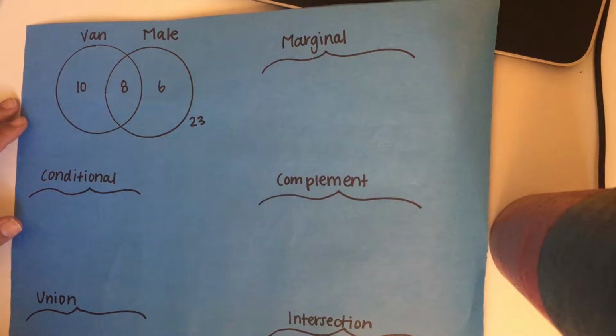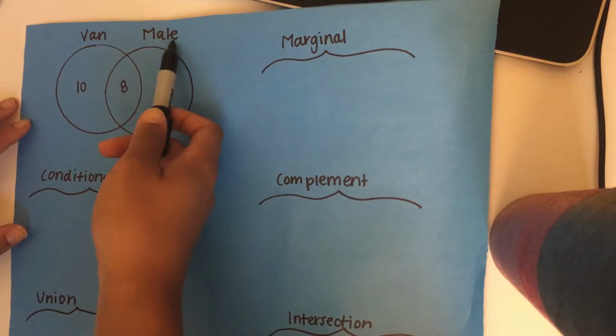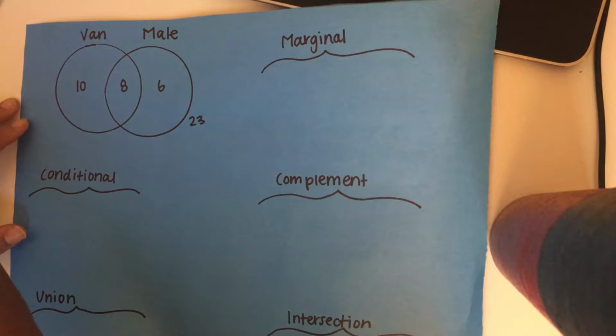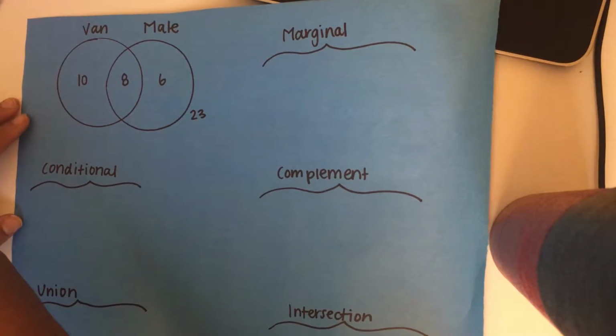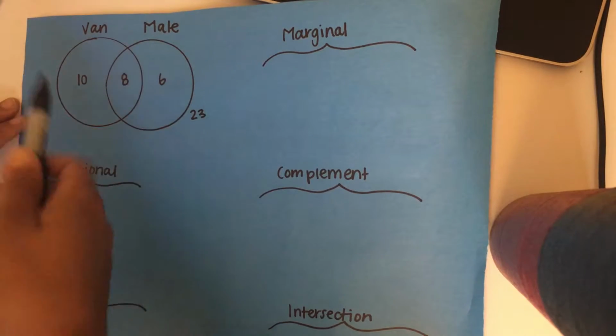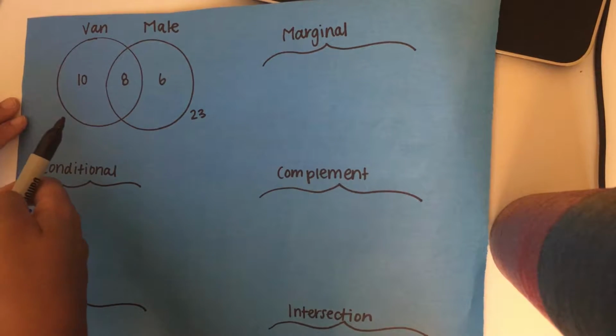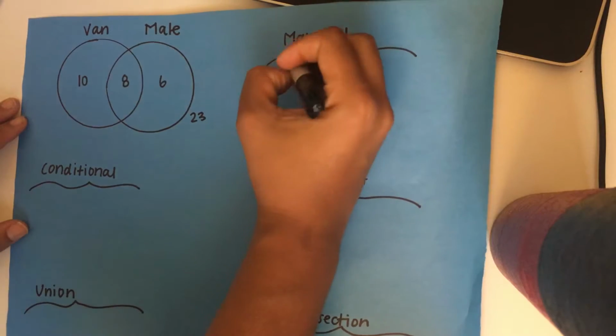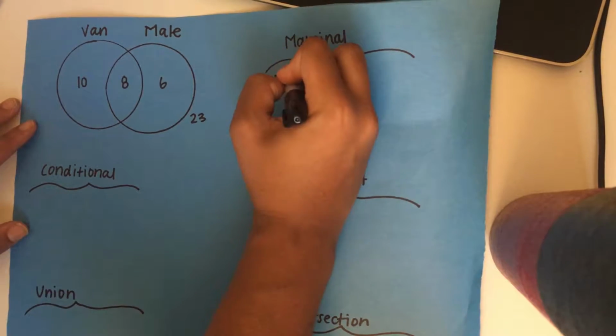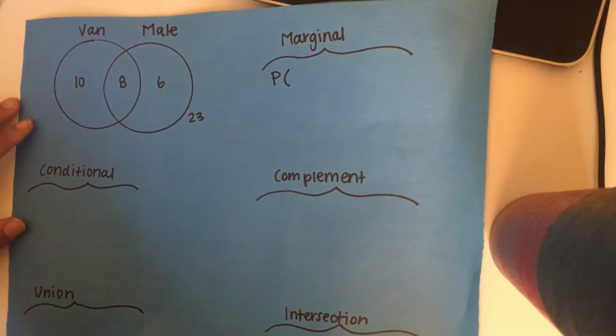Here's an example of a Venn diagram that is already made with the same context: male and female, and vanilla and chocolate. We want to practice making probability statements out of Venn diagrams, not just two-way tables. So let's look at a marginal type of probability statement. Well, that just means a total.